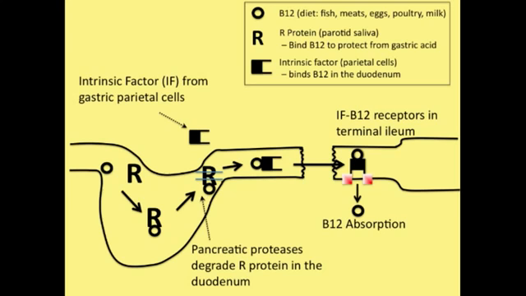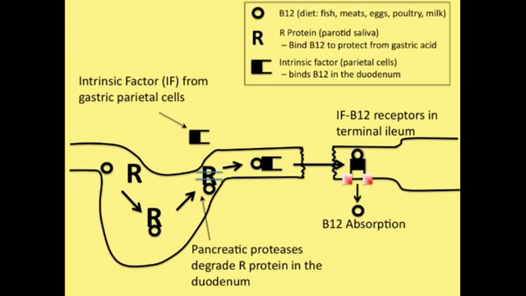So let's try to apply this to a board-style question. Here we go. Now, which of these conditions is associated with B12 deficiency? Chronic pancreatitis or celiac disease? B12 deficiency is seen in both. So both conditions, celiac disease and chronic pancreatitis, can lead to B12 malabsorption, not to mention fat and fat-soluble vitamins also.